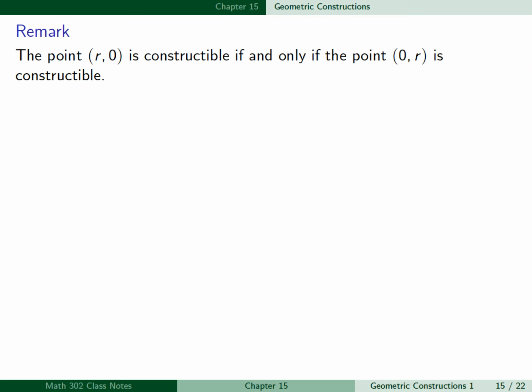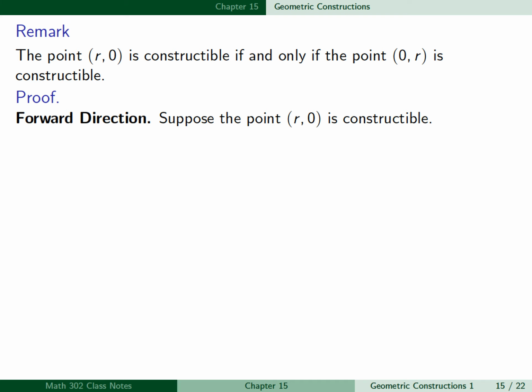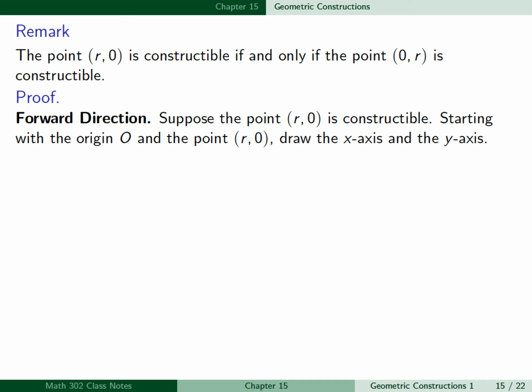First note that the point (r, 0) is constructible if and only if the point (0, r) is constructible. And to prove this, well, this is a biconditional, so we'll start with the forward direction. So suppose the point (r, 0) is constructible. We need to show that the point (0, r) is constructible.